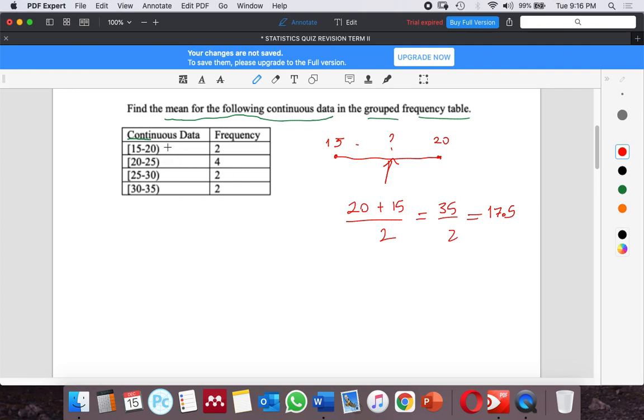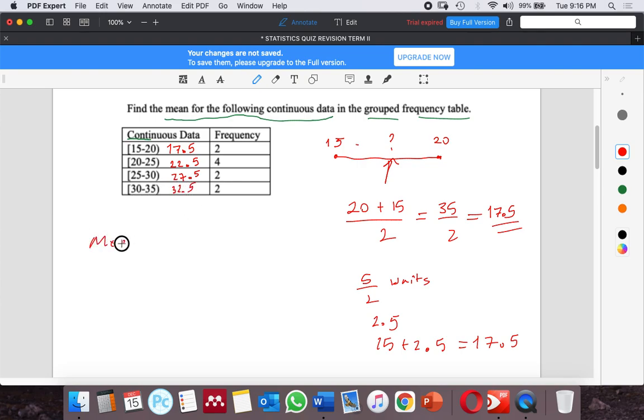So I have to write here 17.5. By the way, you can even think like this: from 15 to 20, there are 5 units. If we divide 5 units by 2, it will be 2.5 units. So 15 plus 2.5 will be 17.5. You will get the same result. From 20 to 25, we still have 5 units, so it will be 20 plus 2.5, which is 22.5. Then 25 to 35, so it will be 27.5. And we add 2.5 again to get 32.5.